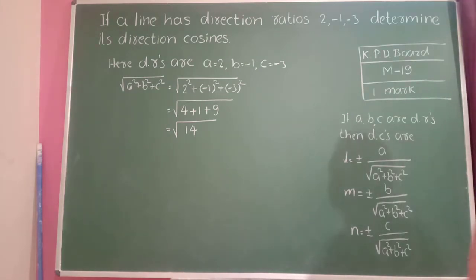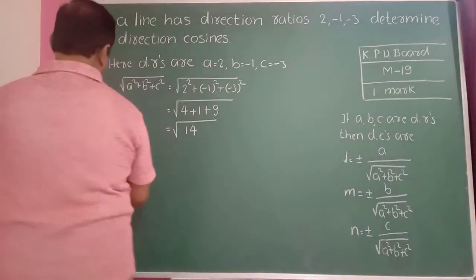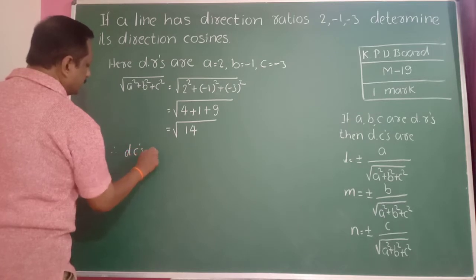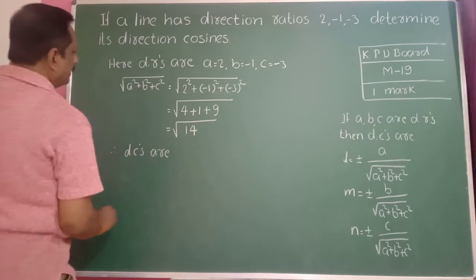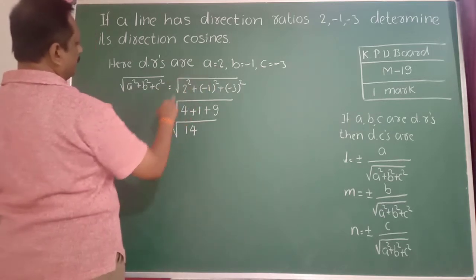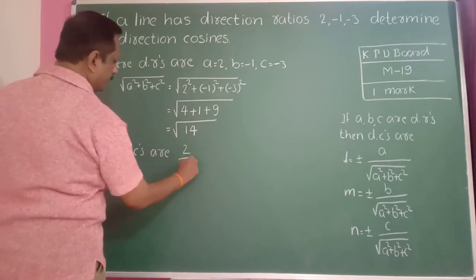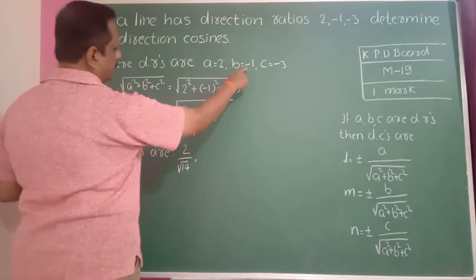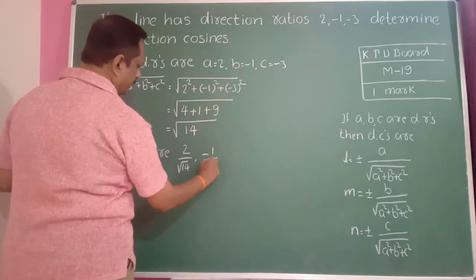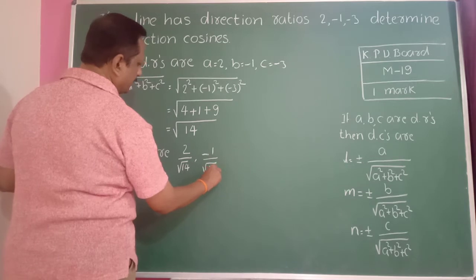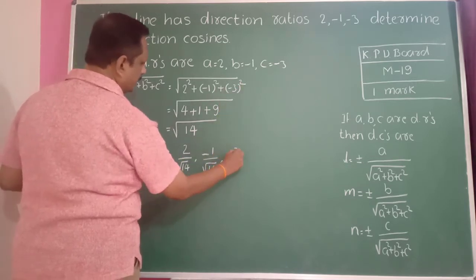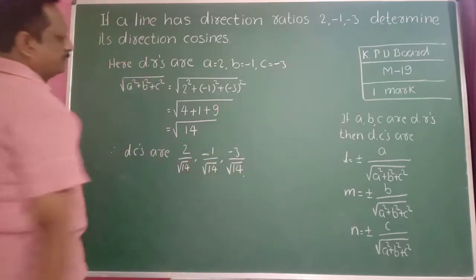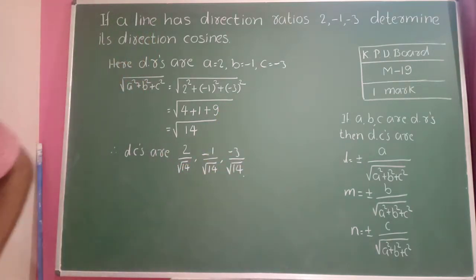Therefore direction cosines here, not the ratio, direction cosines are 2 divided by root 14, minus 1 divided by root of 14, and minus 3 divided by root of 14. Okay. So these are the direction cosines here.